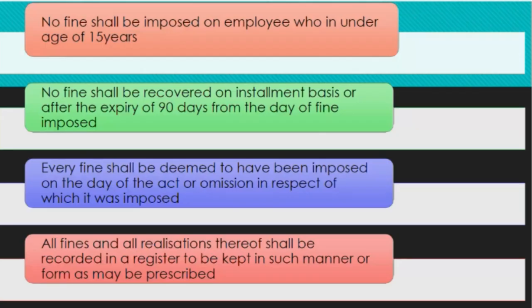Okay, for adolescent workers, that is workers under the age of 15, no fine shall be imposed. Every fine shall be deemed to have been imposed on the day when the act or omission took place. For all fines and realizations, a separate register should be maintained by the employer: this fine has been deducted from X and Y, this is the reason for the deduction, and this is the act or omission that has been committed.